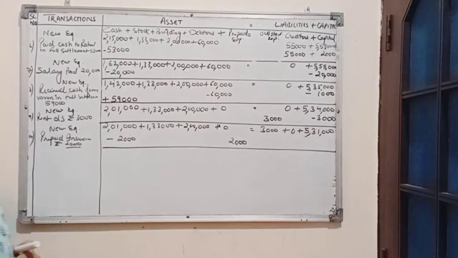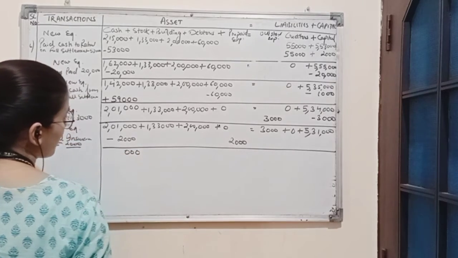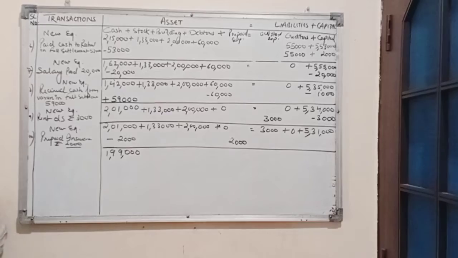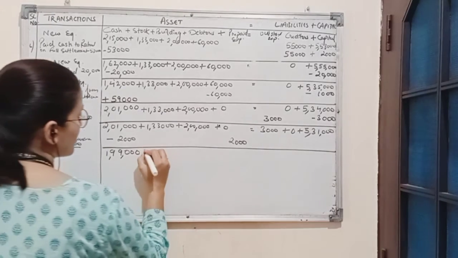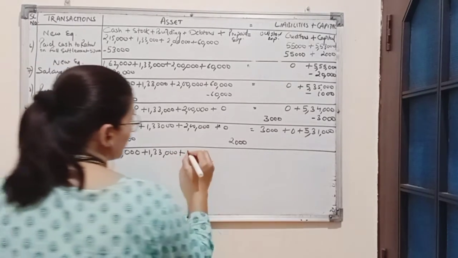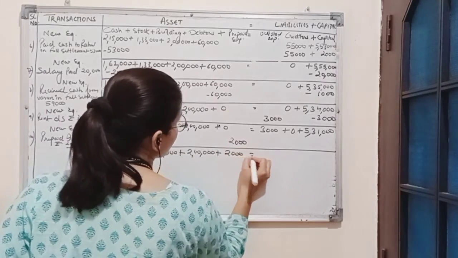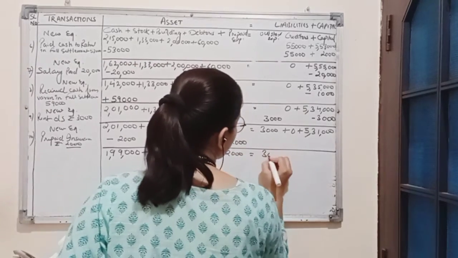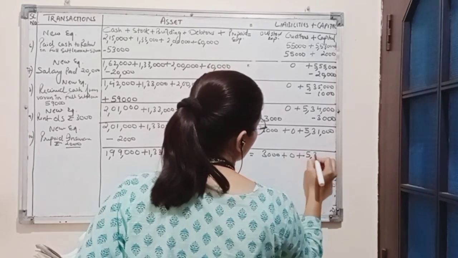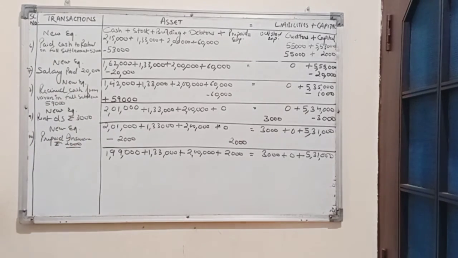Now by solving this equation, we will get a new equation where cash will be amounted to rupees 1,99,000, stock 1,33,000, building rupees 2 lakh, prepaid expenses 2,000, outstanding expenses 3,000, no amount of creditors, and capital amounting to rupees 5,31,000. This is the new equation.